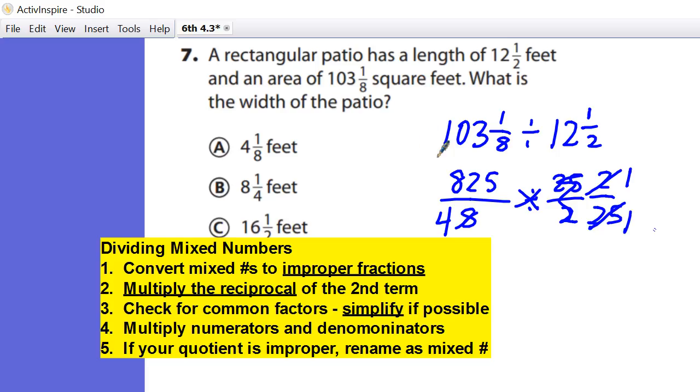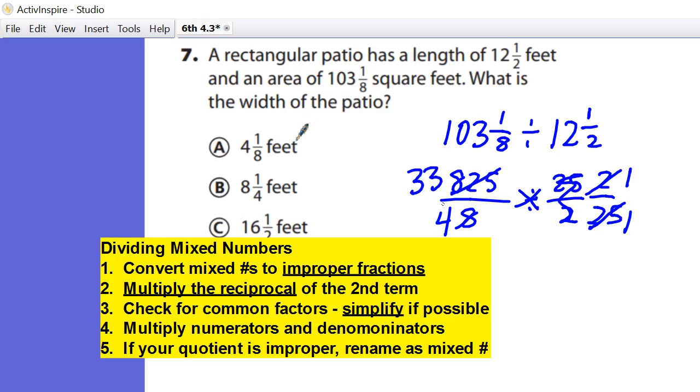How many times does 25 go into 825? Well, how many times does 25 just go into 100? Well, that's 4. 25, 50, 75, 100. So if you think about it, there's 4 25s in every 100, and I've got 8 hundreds. So I can just do 8 times 4 is 32. And there's an additional 25. How many times does 25 go into 25? Just once. So 25 goes into 800 32 times, and one more 25 makes 33. So in other words, 825 divided by 25 is 33.